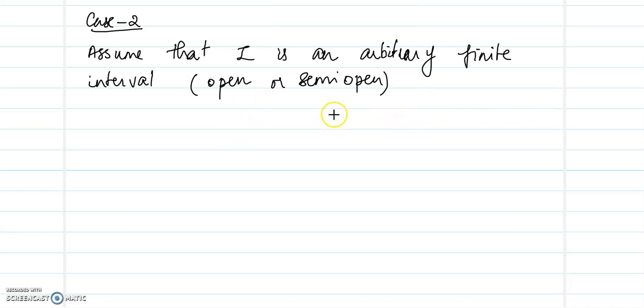Now, we are given an open interval or a semi-open interval. So the interval is I. Let me consider an open interval I. Given an open interval, we can always find a closed interval J inside this, such that the length of J is sufficiently close to the length of the interval I.